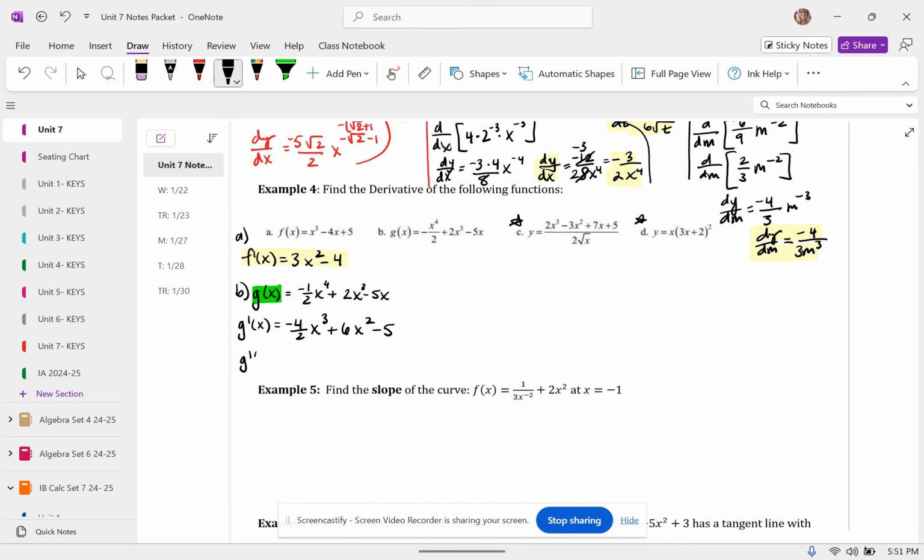And then now I just rewrite it, easy peasy. Okay.